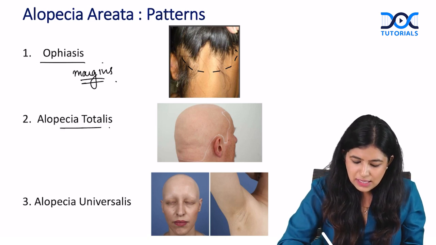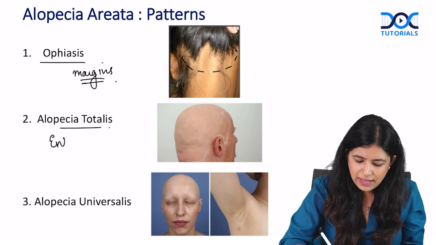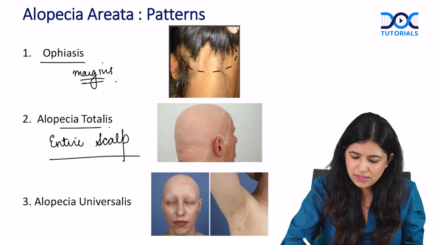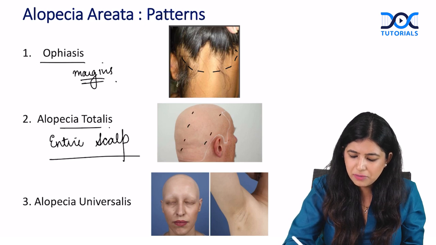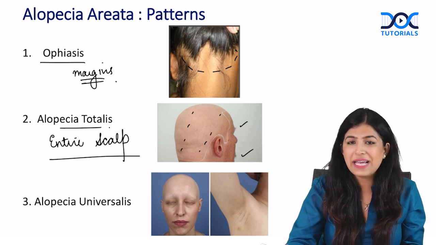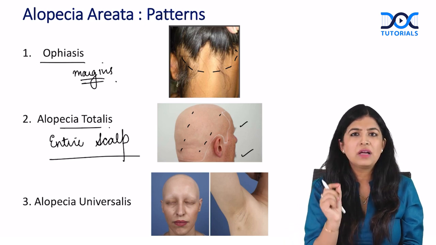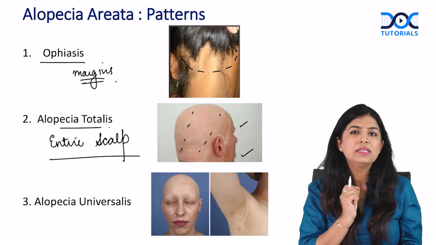Totalis here means that the entire scalp is affected. There is no hair remaining, while eyebrows and mustache hair are intact. So alopecia totalis is affecting all the hair on the scalp.